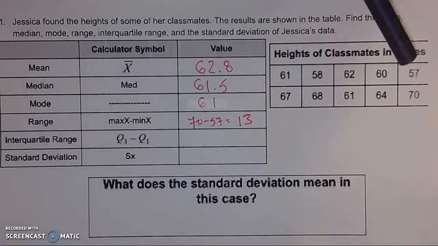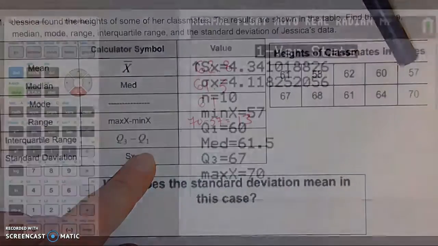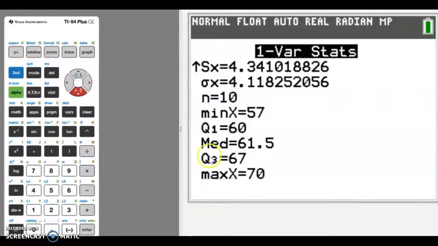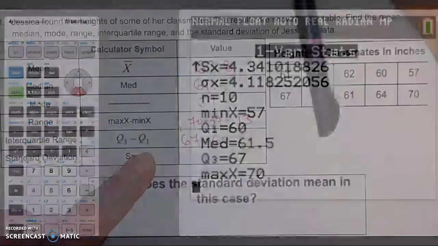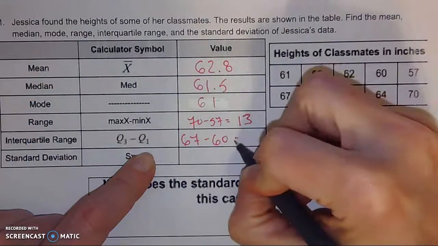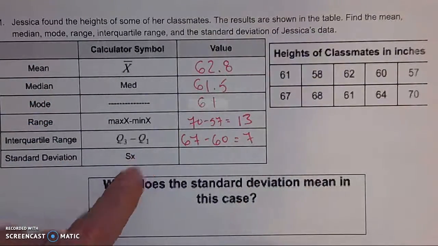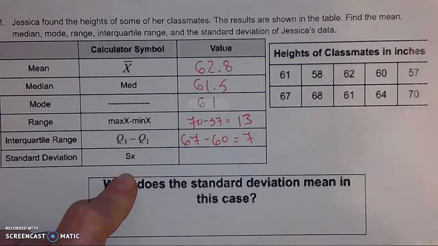Okay, my interquartile range comes from Q3 minus Q1. So I'm going to go back over there. I'm going to find my Q3, which is 67, minus my Q1, which is 60. So my interquartile range is 7.